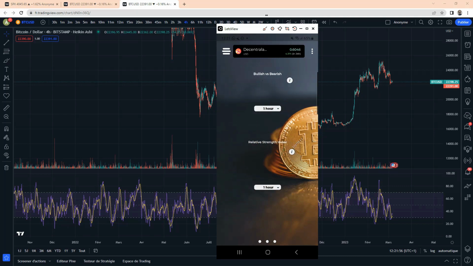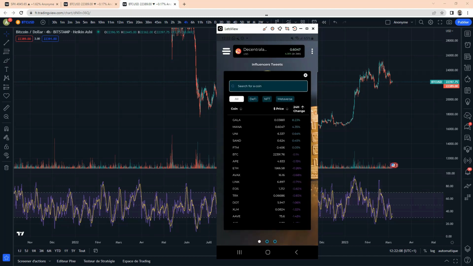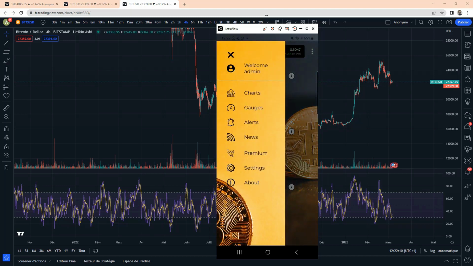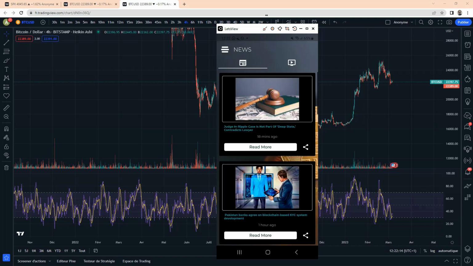The rest is pretty neutral. I mean, the market is kind of overbought. So you can have really quickly a glimpse of what's going on in the market. So on the side, we have the news. This is totally free.